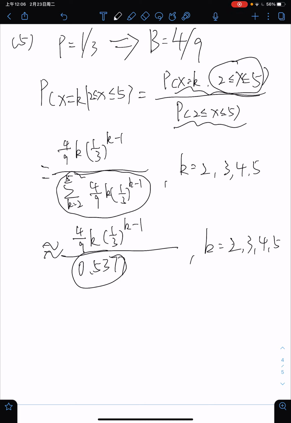Now we solve this problem. The function is this. Okay.